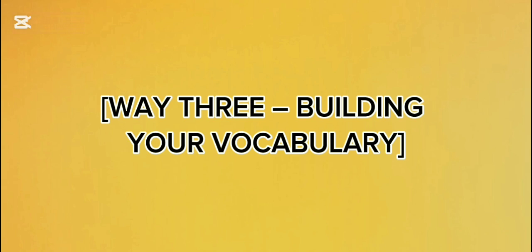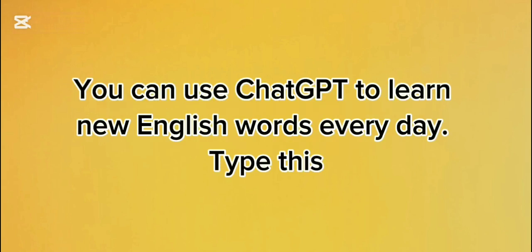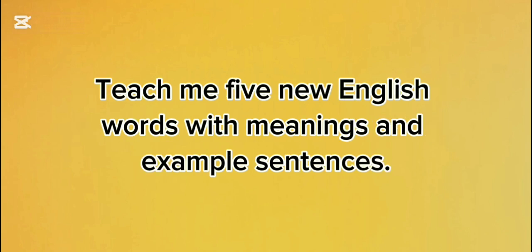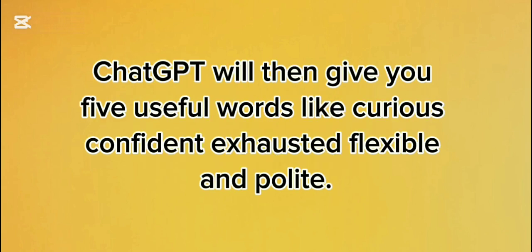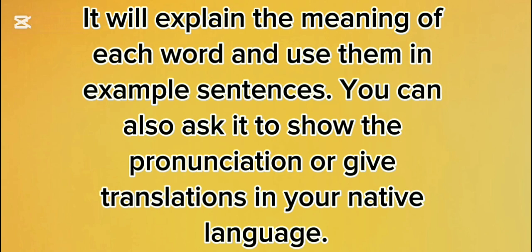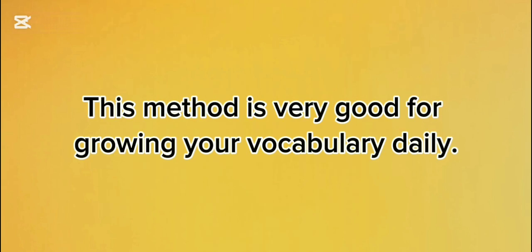Way 3: Building your vocabulary. You can use ChatGPT to learn new English words every day. Type this: "Teach me 5 new English words with meanings and example sentences." ChatGPT will then give you 5 useful words like curious, confident, exhausted, flexible, and polite. It will explain the meaning of each word and use them in example sentences. You can also ask it to show the pronunciation or give translations in your native language. This method is very good for growing your vocabulary daily.